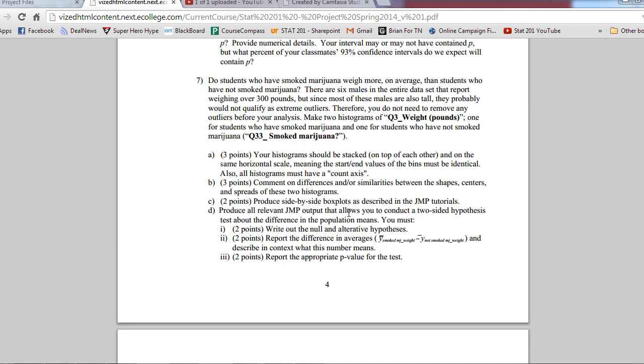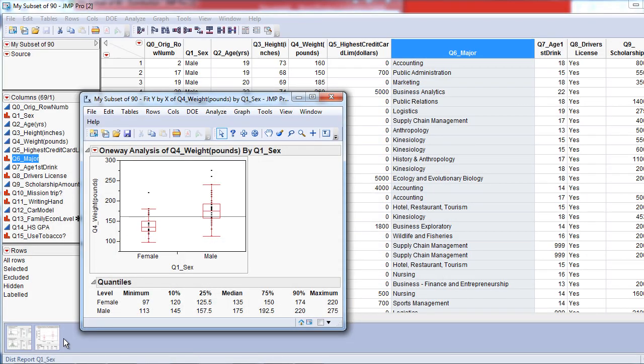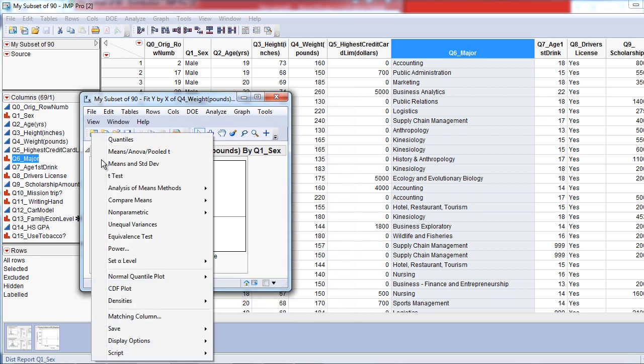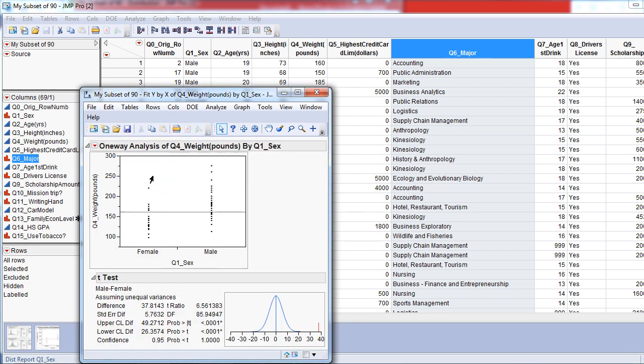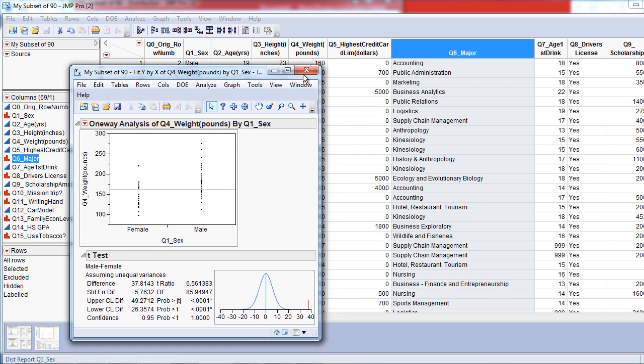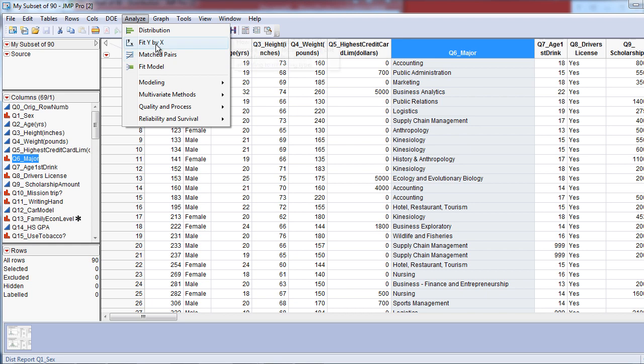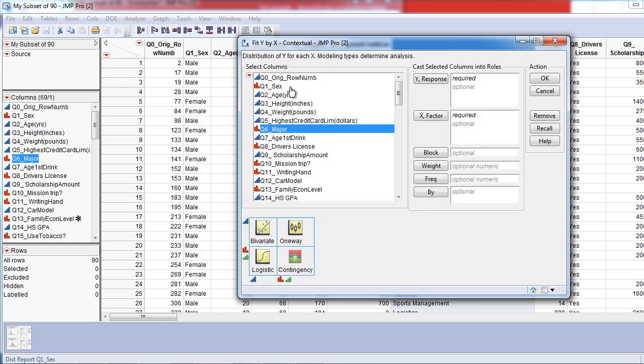Produce all relevant JMP output that allows you to conduct a two-sided hypothesis test. To make the two-sided hypothesis test, we'll do the same thing we did before. So if you already have this open, let's close out the quantiles, and you could just go to t-test right here. But let me show you how to get here if you didn't get here before. Go to Analyze, Fit Y by X, put in what you want to use as your explanatory variable, and put in what you want to use as your response.